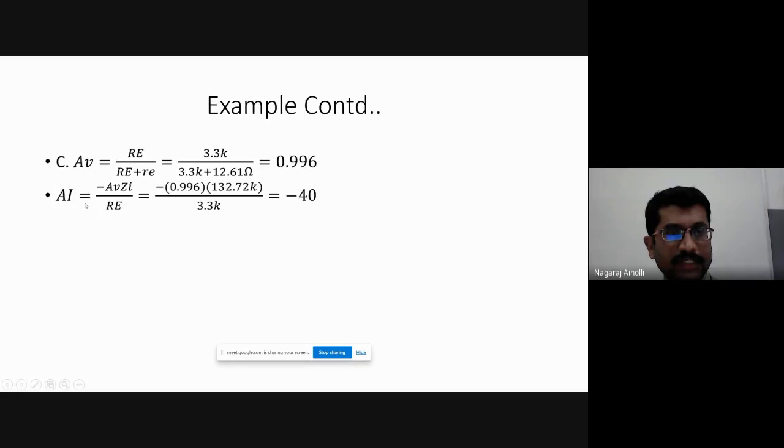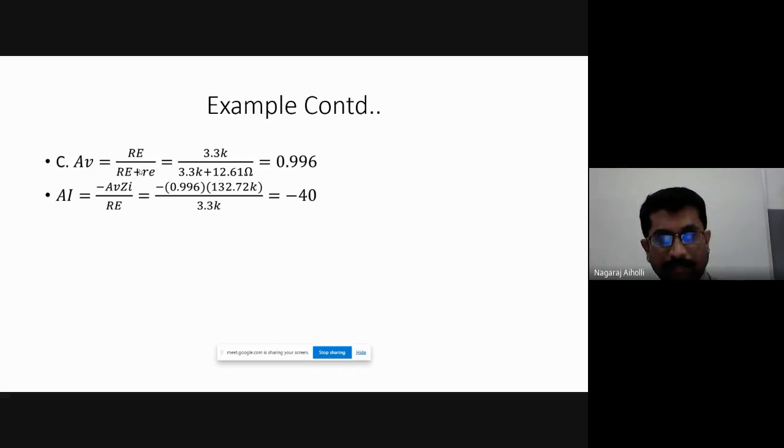Then the current gain formula is AI equal to minus AV into Zi divided by capital Re. Remember, wherever it is capital R, you have to make use of capital R, and wherever it is small r, you have to make use of small r. If you use capital R in place of small r, or small r in place of capital R, then you will go wrong. Remember them clearly and then use them in the equations. So AI is minus AV into Zi divided by capital Re, that is minus 0.996 into 132.72 K divided by 3.3 K, which comes out to minus 40.